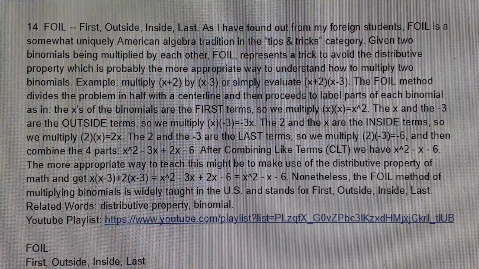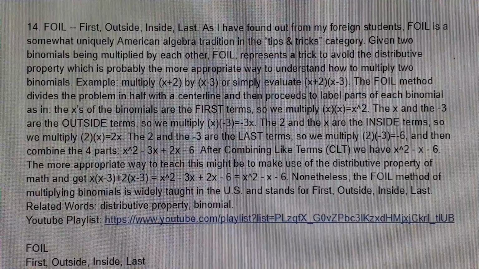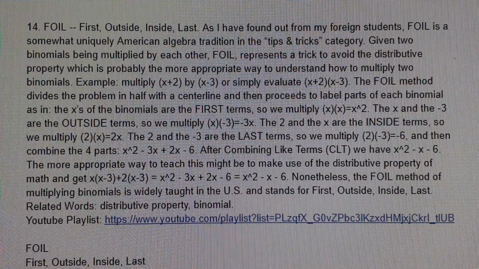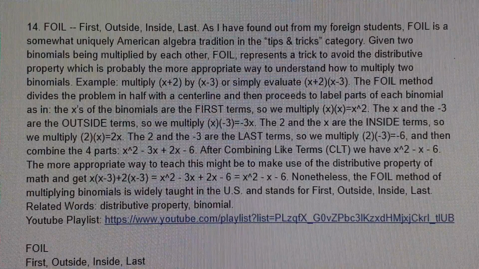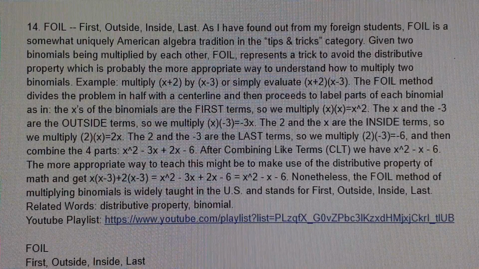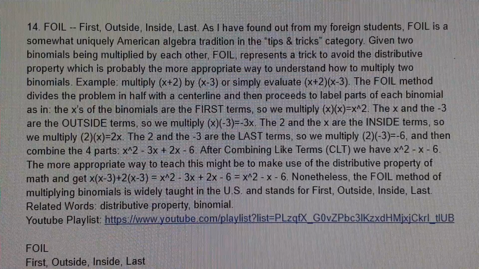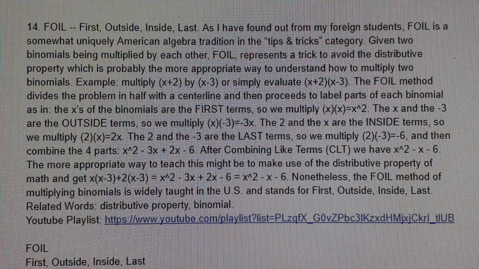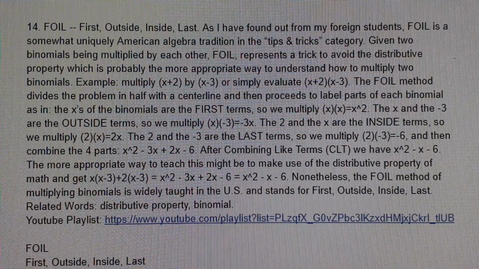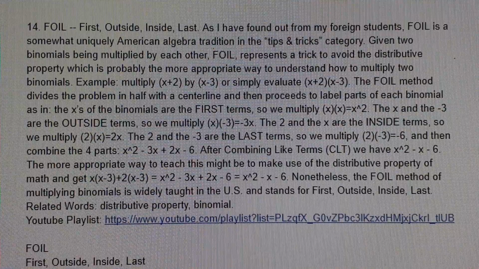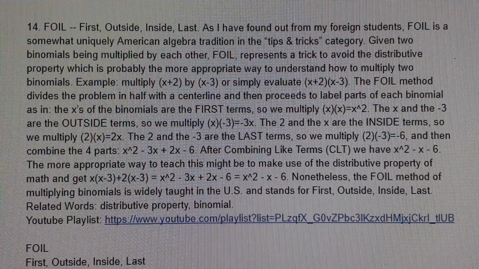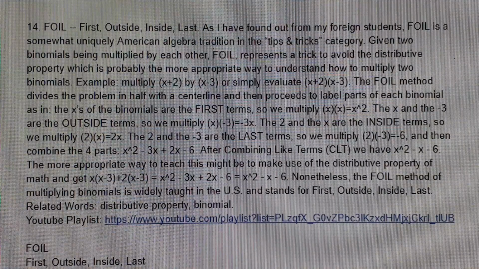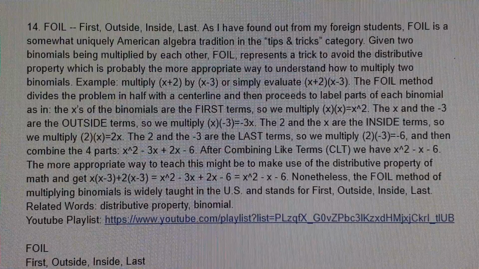FOIL. First, outside, inside, last. As I have found out from my foreign students, FOIL is a somewhat uniquely American algebra tradition in the "tips and tricks" category. Given two binomials being multiplied by each other, FOIL represents a trick to avoid the distributive property, which is probably the more appropriate way to understand how to multiply two binomials.